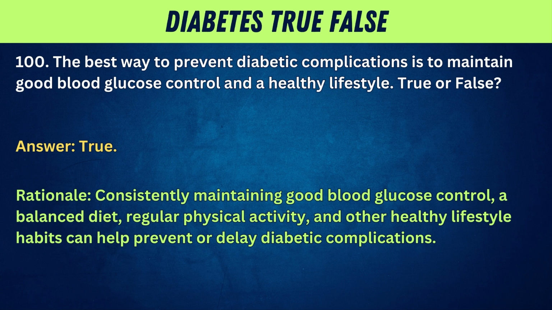100. The best way to prevent diabetic complications is to maintain good blood glucose control and a healthy lifestyle. True or false? Answer: true. Rationale: consistently maintaining good blood glucose control, a balanced diet, regular physical activity, and other healthy lifestyle habits can help prevent or delay diabetic complications.